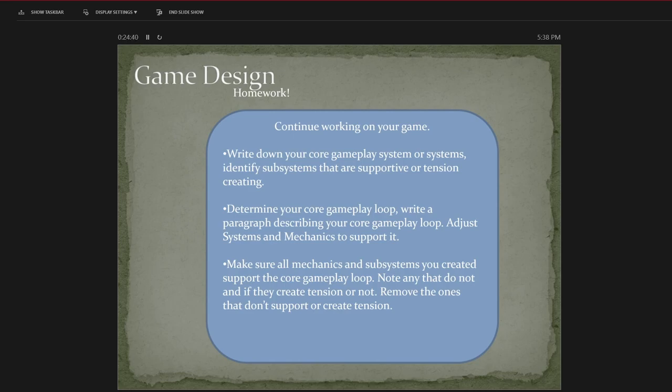This is important. This is where the editing of design comes in, and you have to be very careful about what you think is important versus what actually is. And then create additional mechanics for your subsystems with support or tension in mind. Because during the editing phase, most people will have cut a lot of subsystems that they thought were important. And now you can sort of think about the way you can create mechanics and systems that support your core gameplay system and have support or tension being created by them.